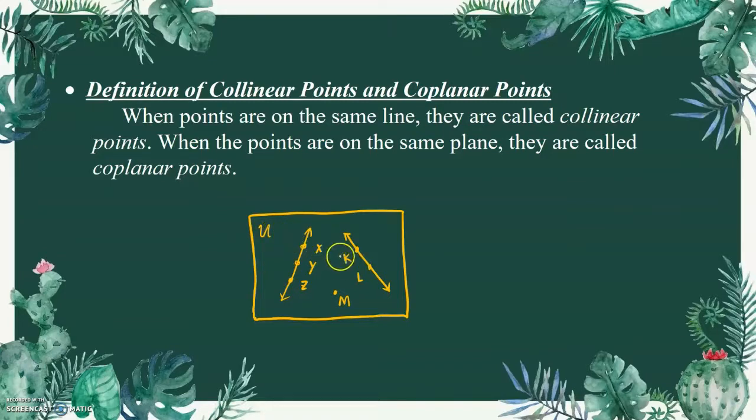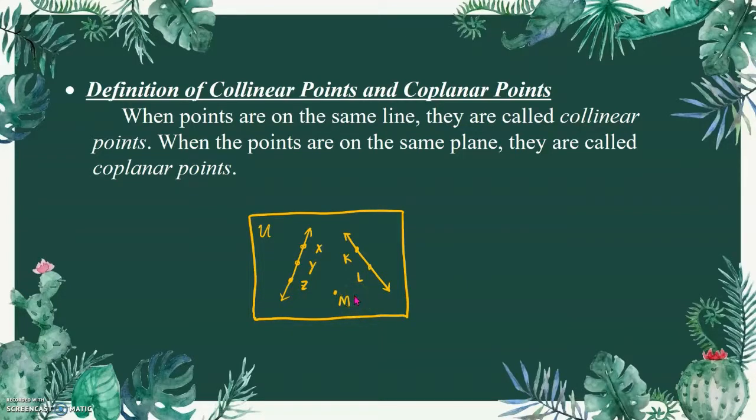So meaning to say all the points that we have here inside plane U are all coplanar points because again, they are located on the same plane. So point X, point Y, point Z, point K, point L, and point M are coplanar points.